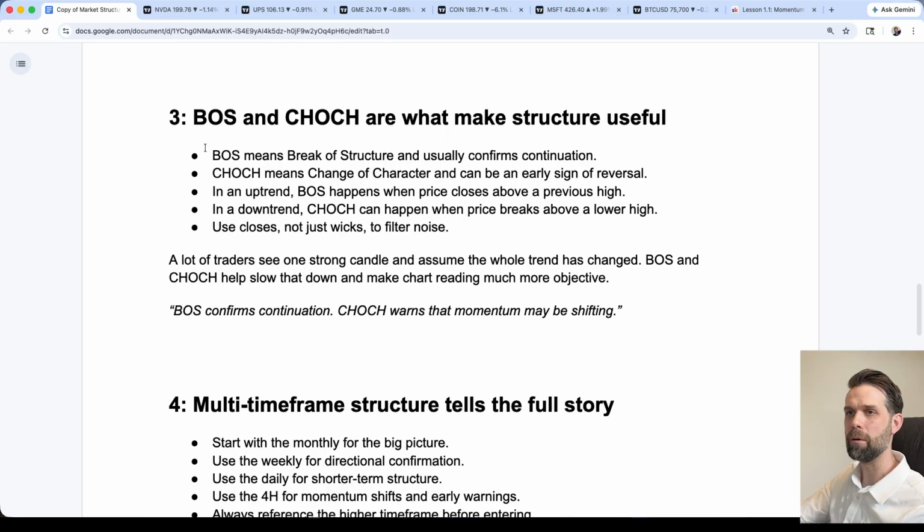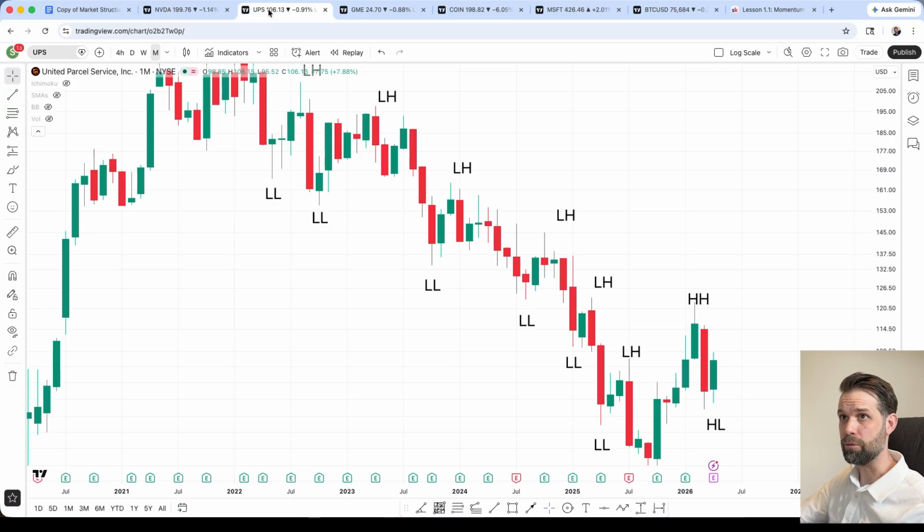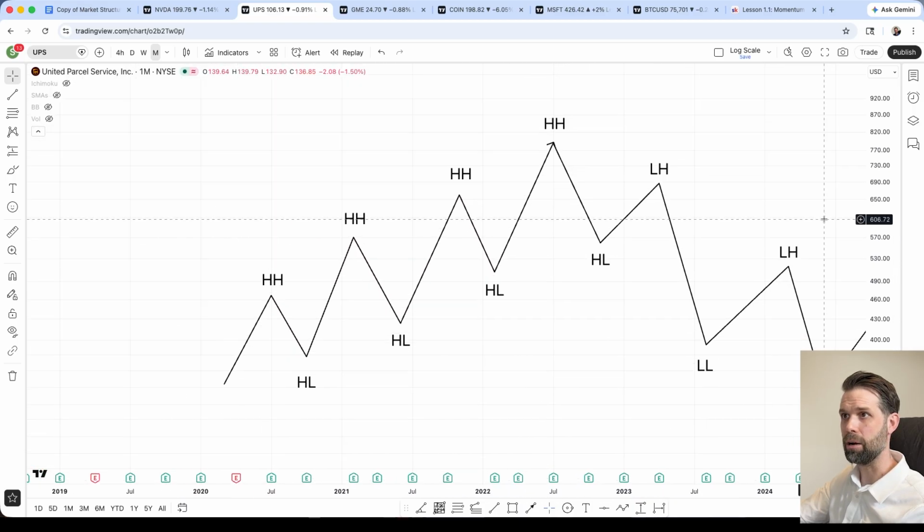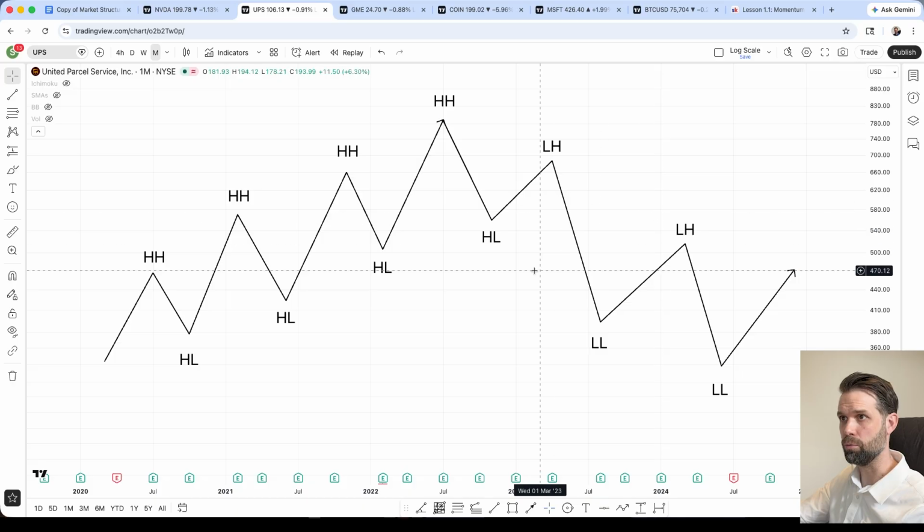And now we want to talk about two important concepts with market structure called a break of structure, or BOS, and a change of character, a CHOCH. So a break of structure means confirmation, and a change of character means a warning sign that a reversal might be happening. So what we're going to do is show a demonstration for this because it's the best way to learn. And we're going to jump into our diagram here, and then we're going to jump into the real charts.